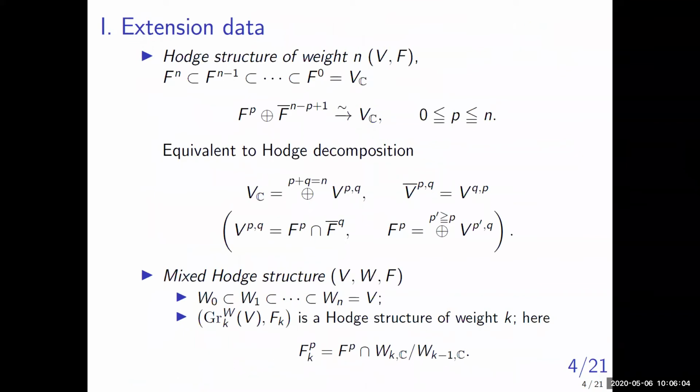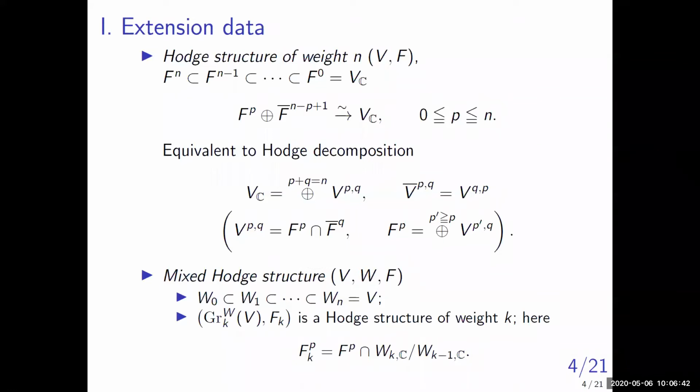To begin by reviewing some basic definitions, a Hodge structure of weight n is given by a Q vector space V and a filtration of the complexification of V, a Hodge filtration as pictured there, satisfying that condition, the opposite condition: the direct sum of F^p and the conjugate of F^(n-p+1) for all p is an isomorphism. That's equivalent to the perhaps more familiar Hodge decomposition. And the equivalence is written out there.